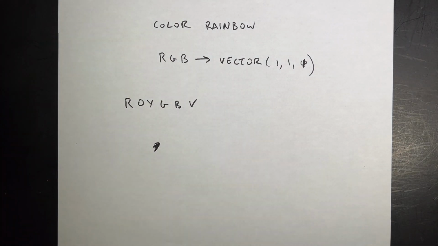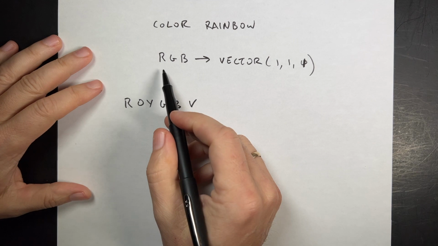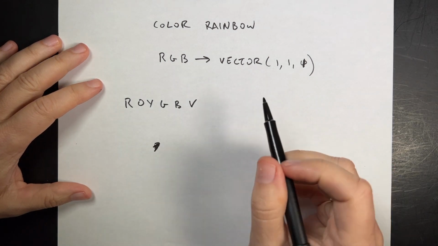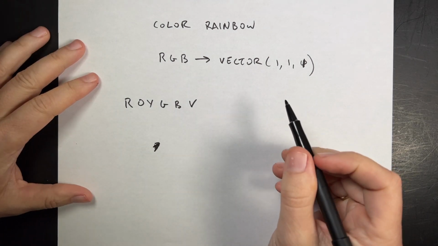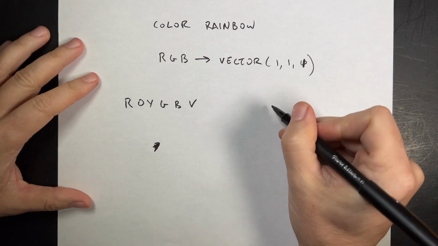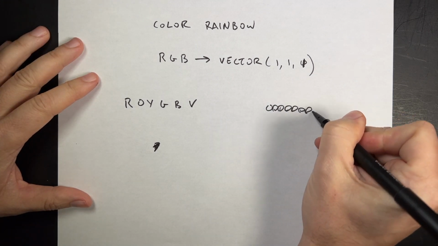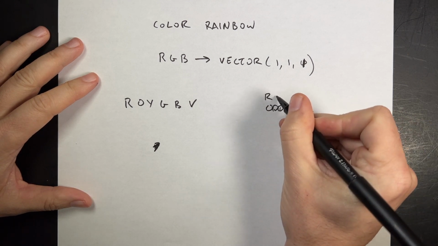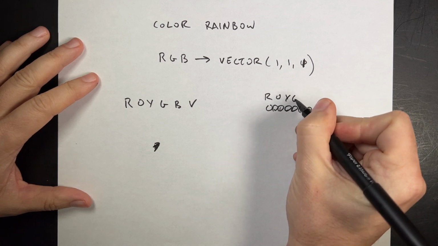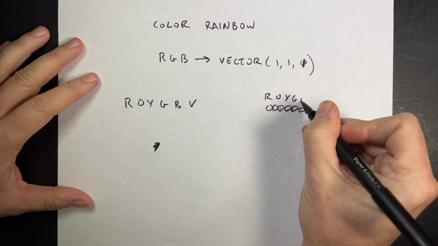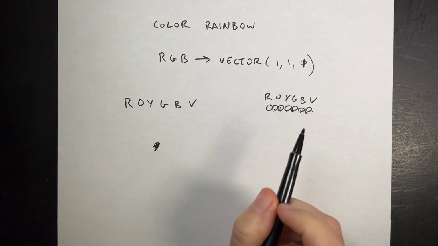Okay, I have something else I want to make this for, but I want to make a rainbow of colors in Python, in Glowscript VPython. So what I want is a bunch of balls like that, where it goes red, orange, yellow, green, blue, violet. Just like that.